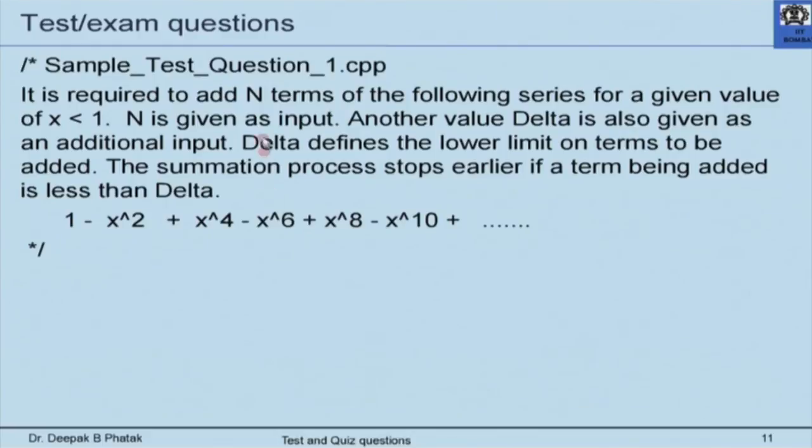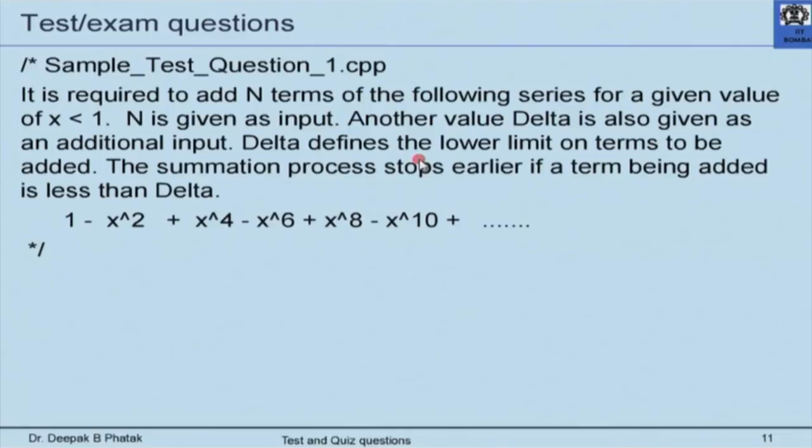However, for a programmer, what is important is not necessarily to understand the mathematical significance of this series, but to understand how to write a program to calculate the sum of so many terms of this series. The question stipulates not just adding n terms. That is a very common sense problem and is a solved problem in most of the books, where a series is summed like that. Here we have added a small squiggle which says another value delta is also given as an additional input.